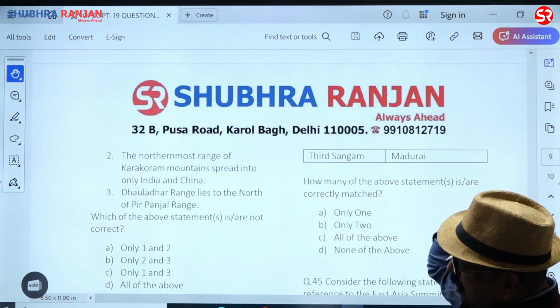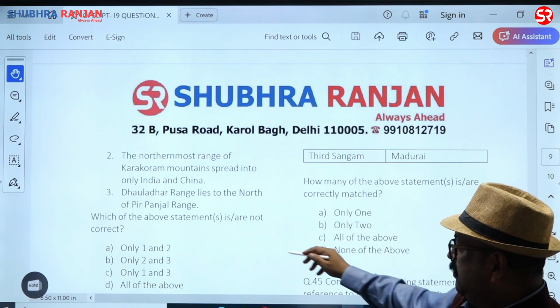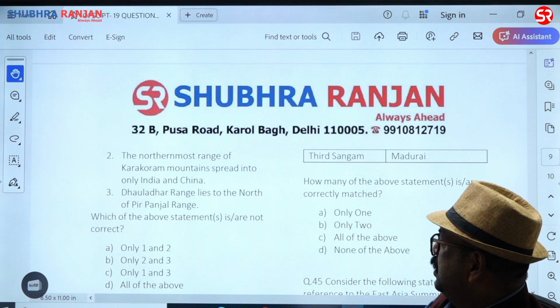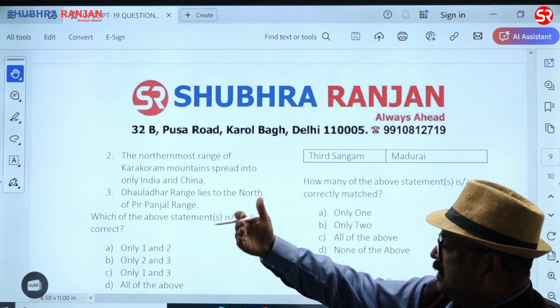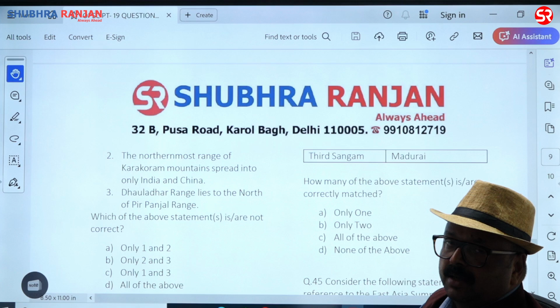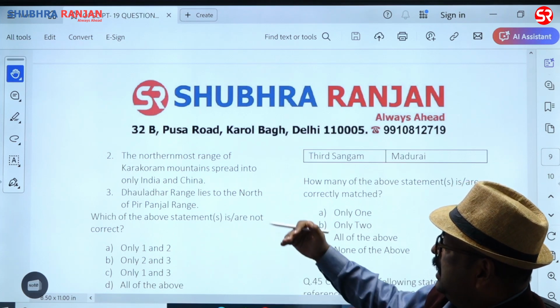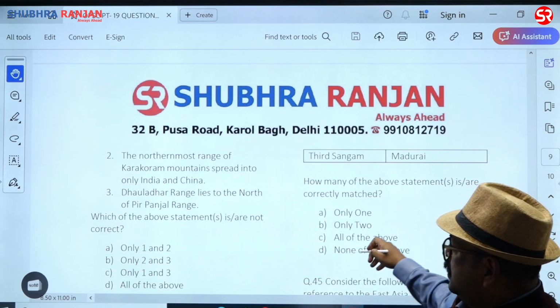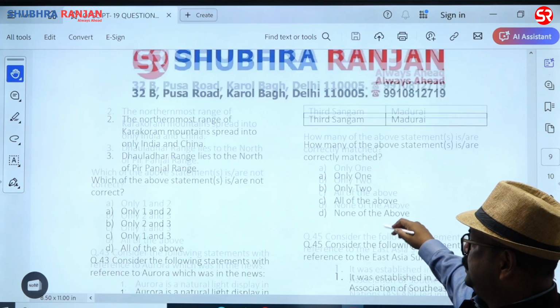1 and 2 are correct. So I will go with alpha. Dhauladhar range lies to the south of Pir Panjal, little bit south, it's not north. Pir Panjal is lying north to Dhauladhar. Option is 1 and 2, so it is alpha.